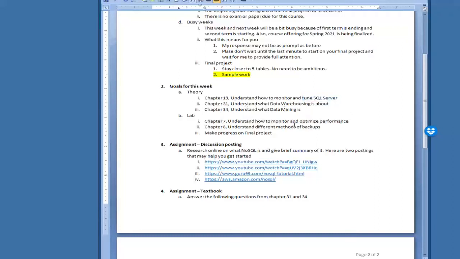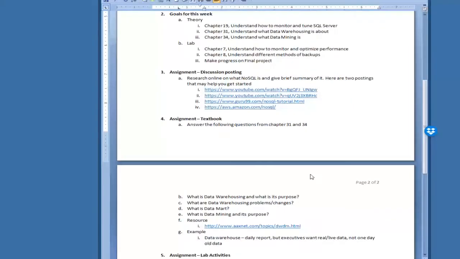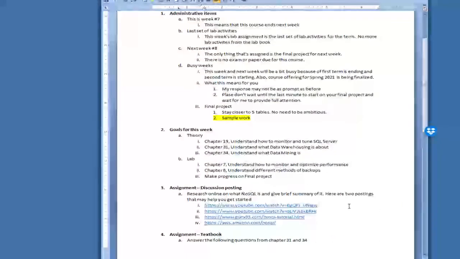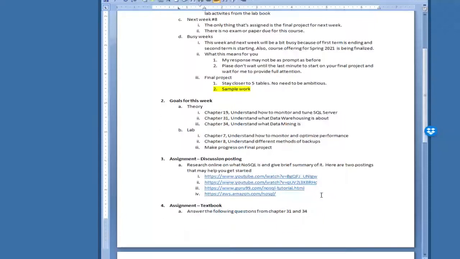Understanding a little bit about what data warehousing is all about, and then what data mining and data marts are. So we'll talk a little bit about that. For the labs, two chapters, chapter 8, I think there's chapter 10 as well, because I do SQL monitoring tests. So 7, 8, and 10, how to do those things that I just mentioned.